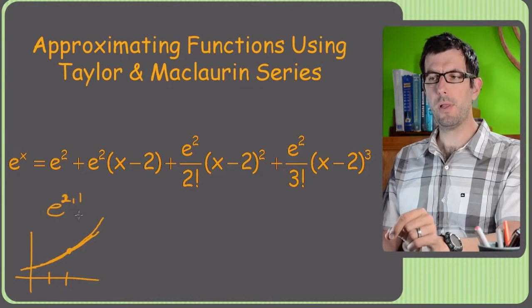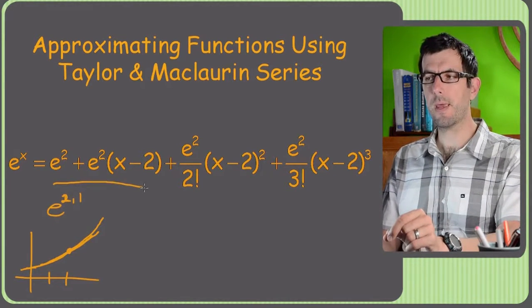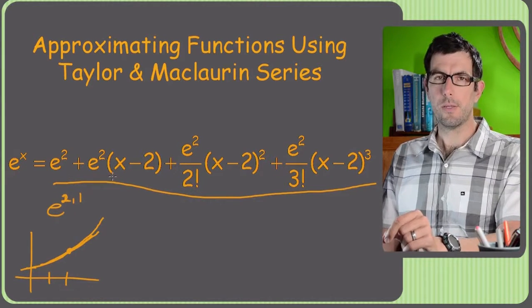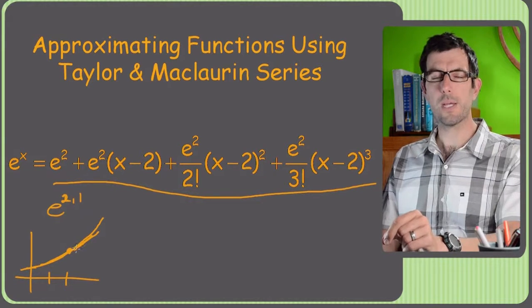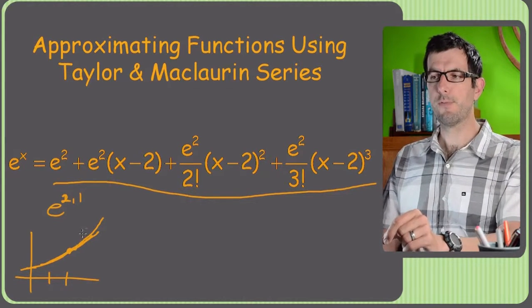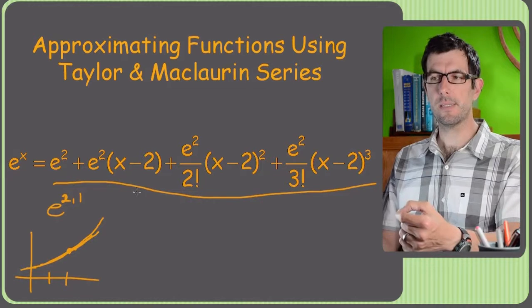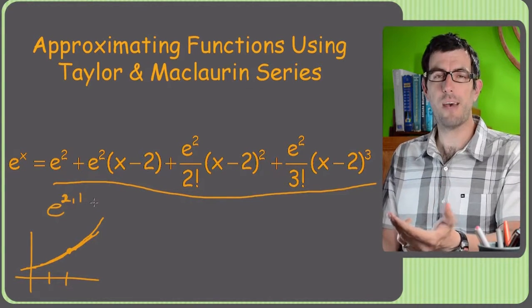So if you wanted to just plug 2.1 into this thing and multiply it out by hand, you could get a pretty good approximation of what the actual curve would be at 2.1. So of course the first big step in these things is picking a good value to center my series around.